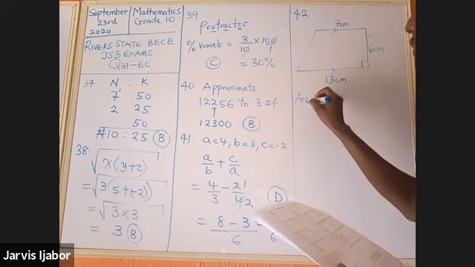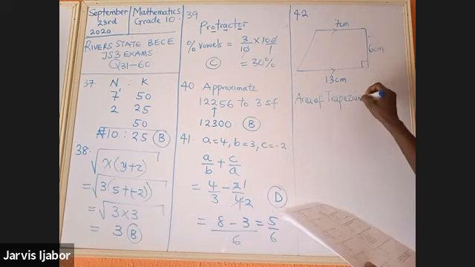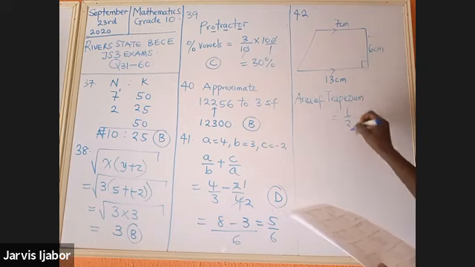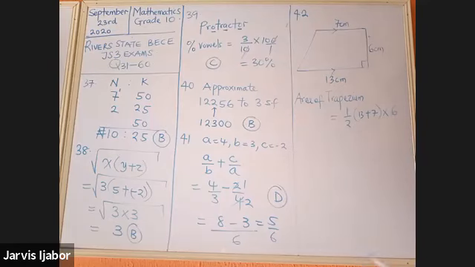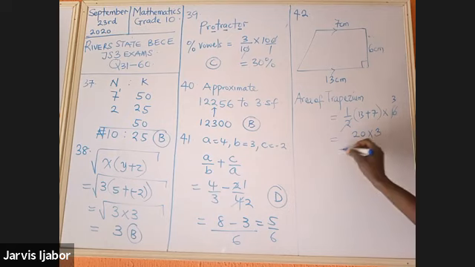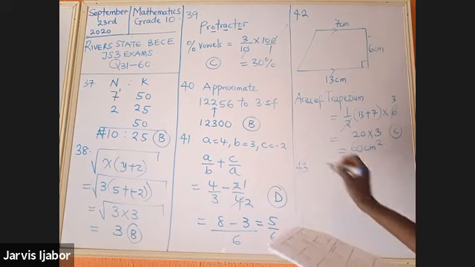So what is the area? Area of trapezium will be equal to half, 13 plus 7 times what? 6. Half the sum of parallel sides times the height. This will give me what? 20 times 3, which invariably will give me 60 centimeters squared. So that will be the area. And that option is what?